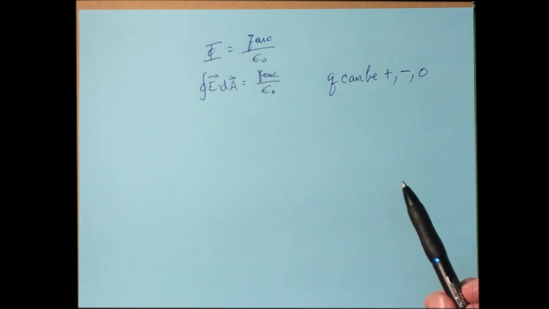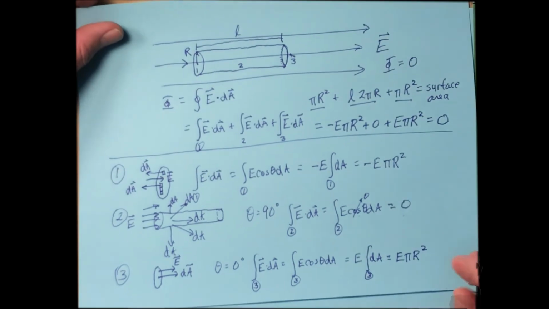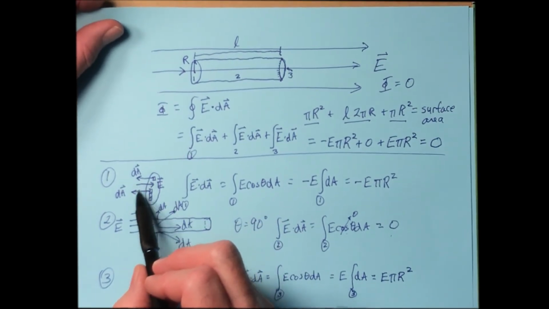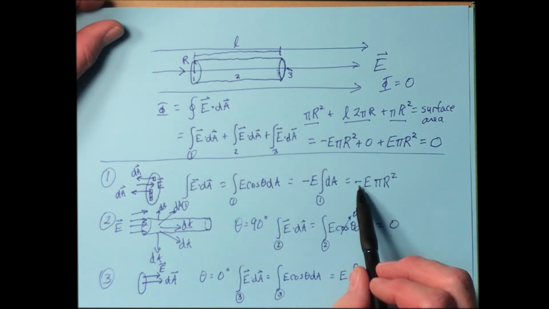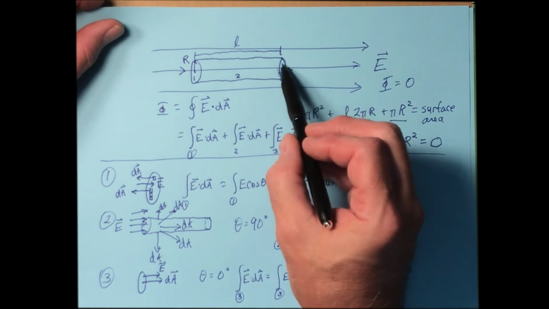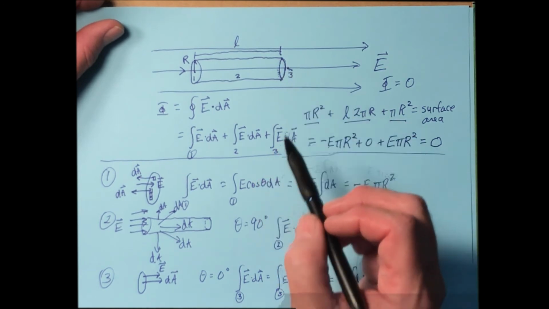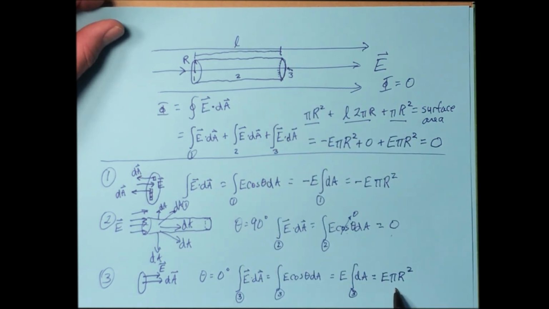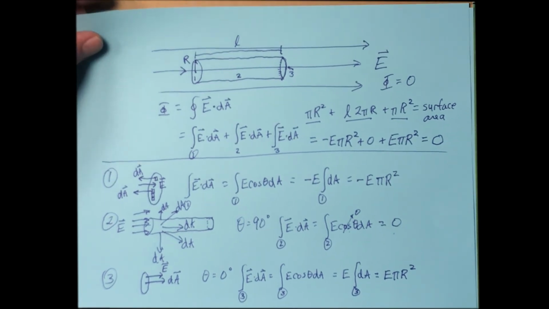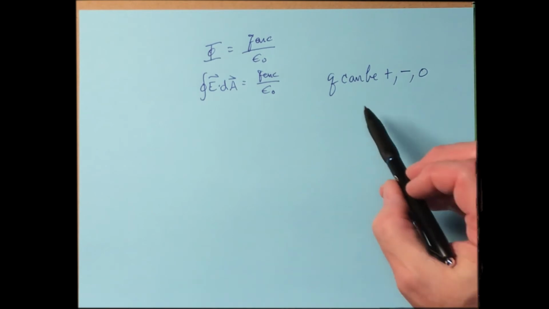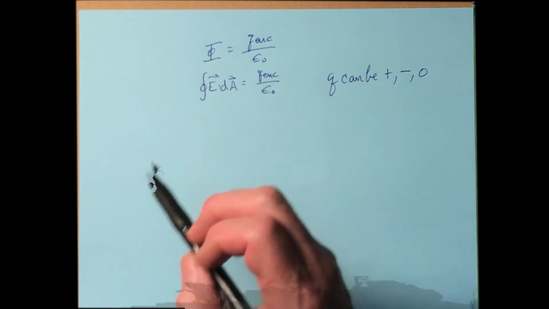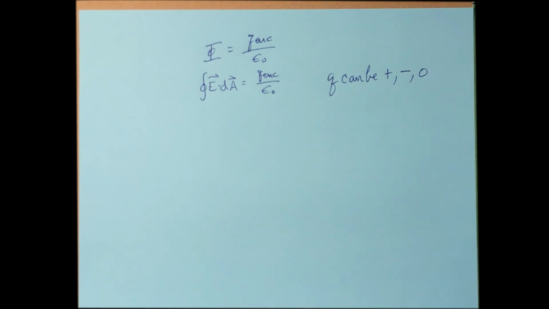Let me remind you, back here the electric flux was going into surface area 1, and we had a negative flux. When the electric field lines were going out, then we had a positive value for the flux. So positive means outward, negative means inward as far as the flux is concerned. So the sign of the charge helps determine the flux value, whether it's going inward or outward.